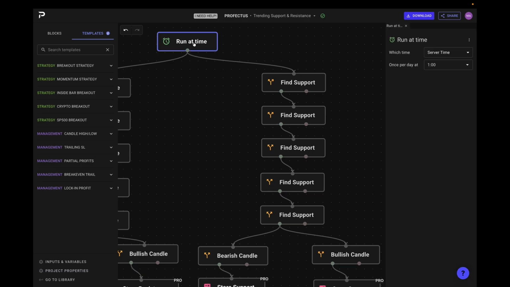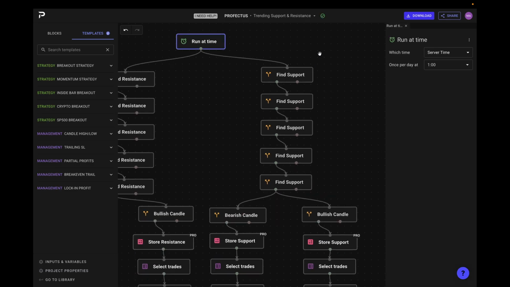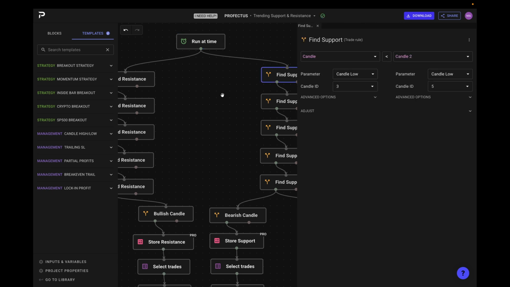What we do is run a time. At 1 we are activating the tree, and then we look for our trading conditions. First thing we want to find is candle low of 3 is below candle low of 5. What does that mean, and why do we find that? It means we are checking if 3 candles ago, the low of the candle, the wick, is lower than 5 candles ago, that candle 5 wick.